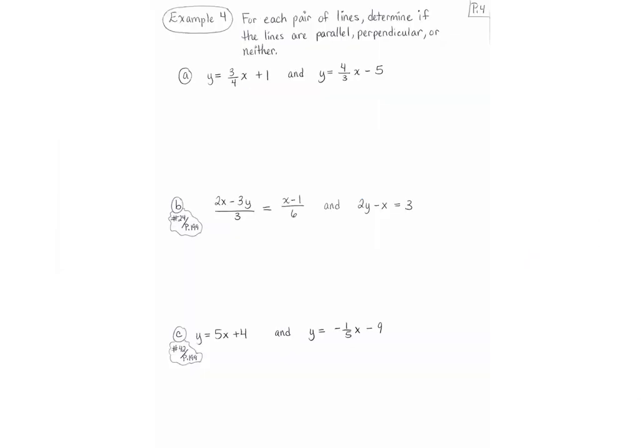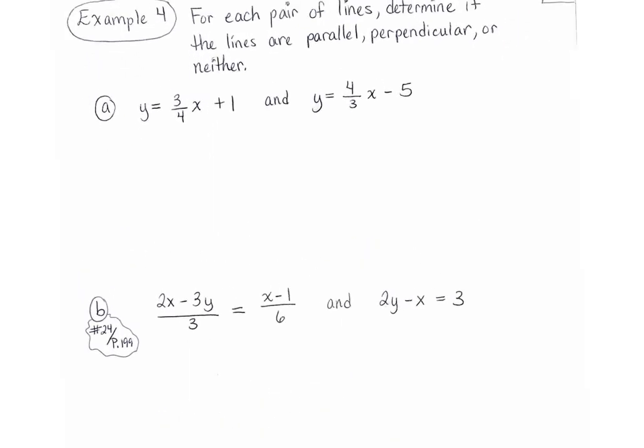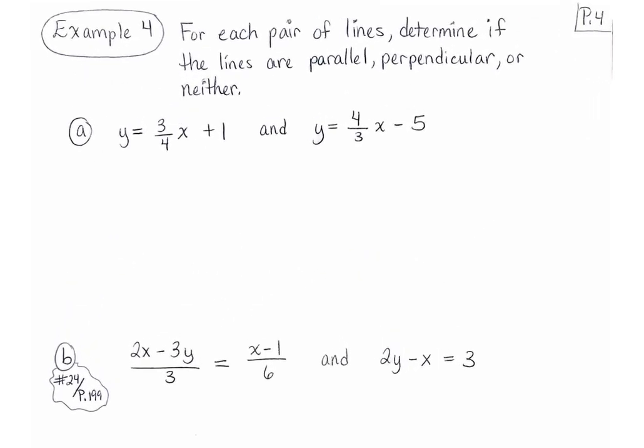For each pair of lines, let's determine if the lines are parallel, perpendicular, or neither. For the pair of lines I've given you for A, are they parallel, perpendicular, or neither? Neither. Very good. So let's talk about why. What's the slope of our first line? 3 over 4, right?